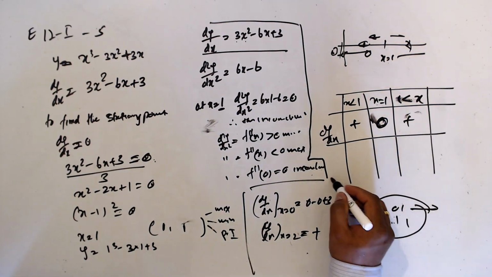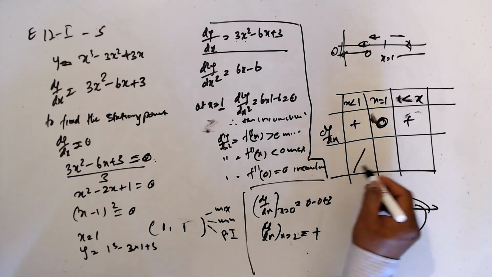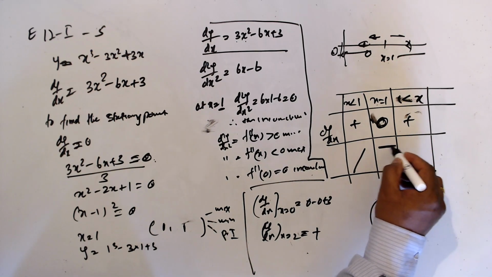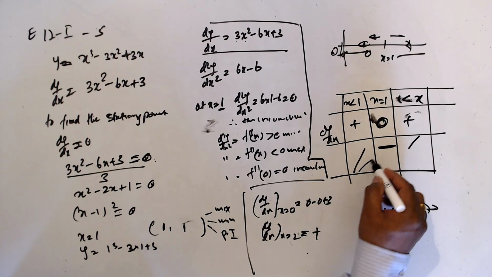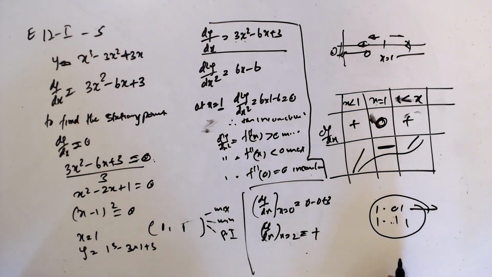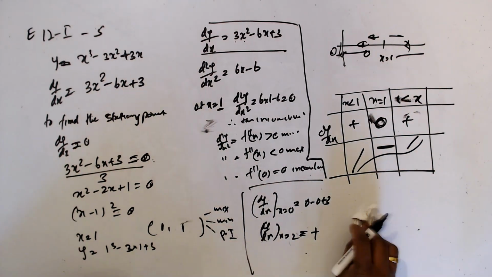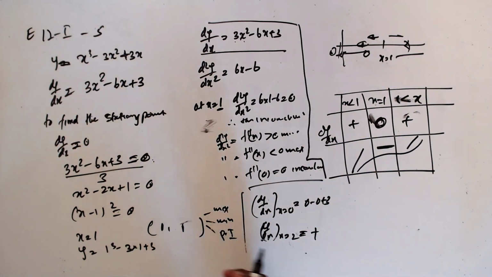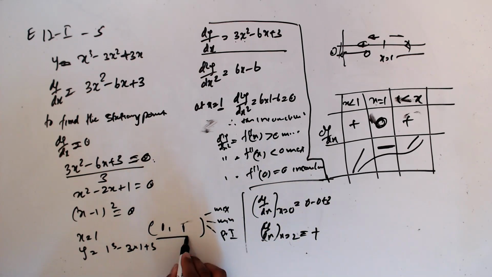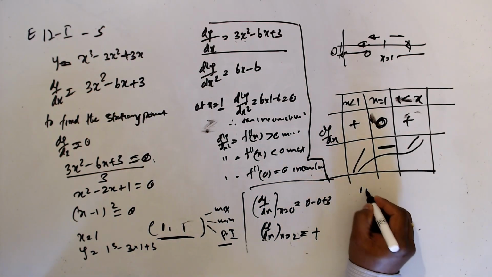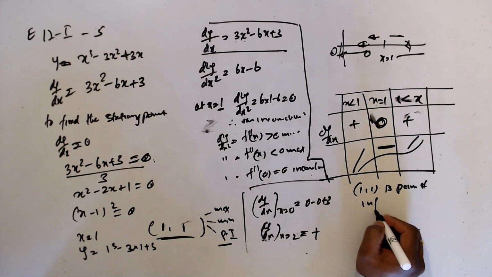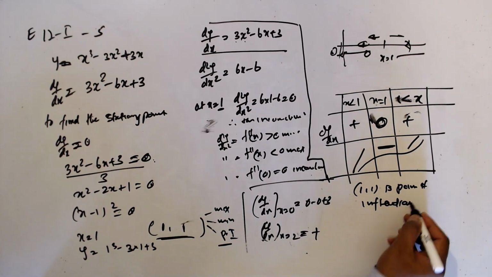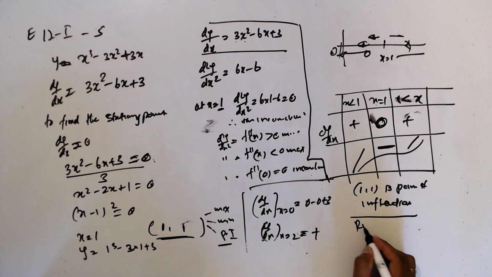Okay, now we'll draw the picture. This is a positive gradient, then 0, and again positive. Right? What is this point? Point of inflection. Hence 1 is a point of inflection, and it is a rising one.